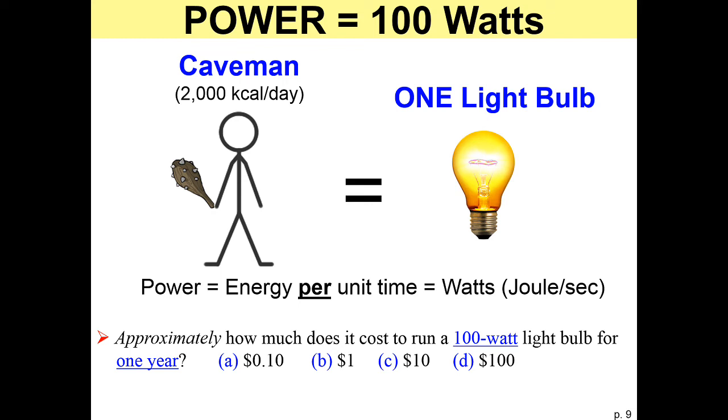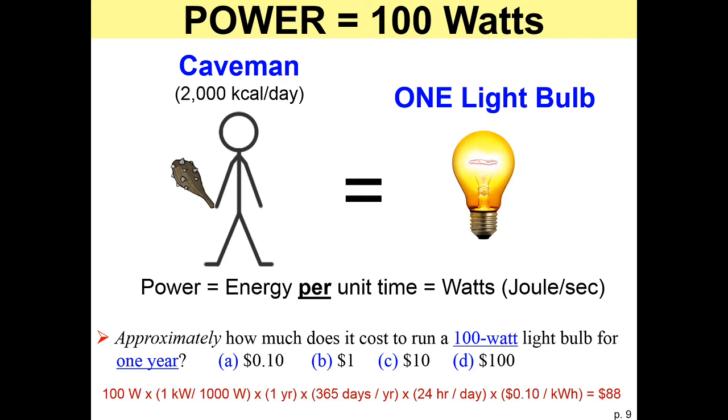Well, to do this, we multiply 100 watts times the number of hours in a year, so 365 days and 24 hours, and then multiply that by 1 over 1,000 to get to kilowatts, and then multiply that by the cost of electricity, which is about 10 cents per kilowatt hour. So if we do this, this comes out to be a price of about $88, or we'll say roughly $100, because we're just estimating things here. This is useful because it tells us that to run 1 watt of electricity for 1 year costs about $1.